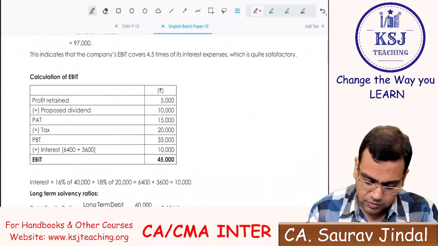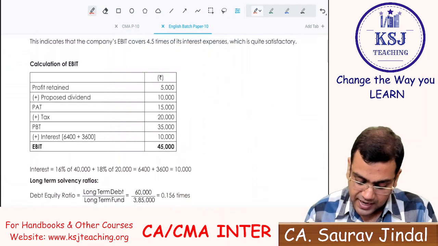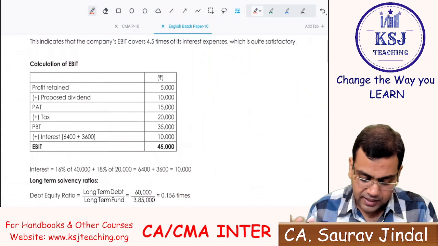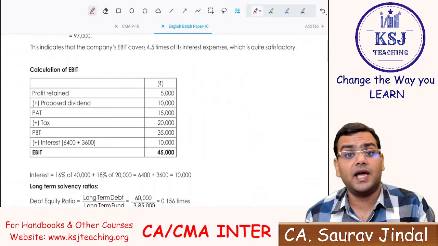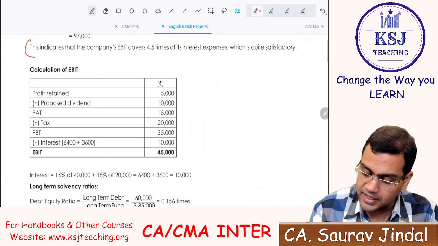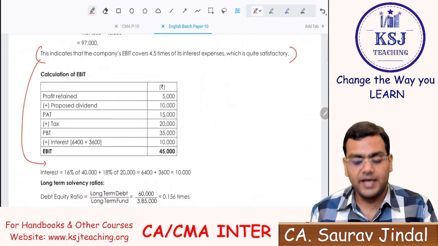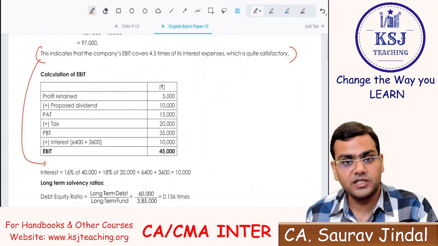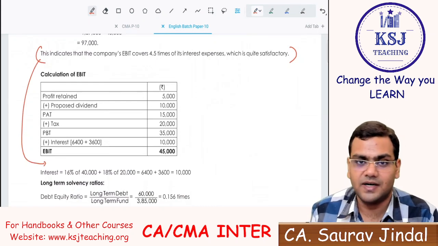Right? Now, for long-term solvency ratios, he is calculating the debt equity ratio, and he is calculating the EBIT. I don't know for what purpose he is calculating, sir. Okay, he's trying to calculate the interest coverage ratio. See, first thing, this line should be here, right? What is the purpose of giving this line above EBIT? You are doing the calculation later on and writing the results first, sir. That is why I said not satisfactory.